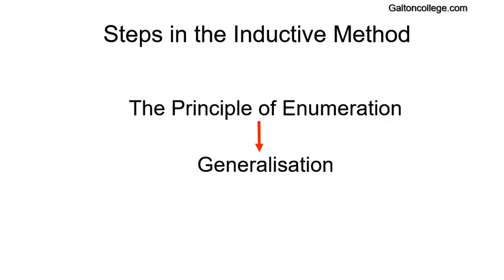The principle of enumeration leads us to generalization. That's what we're aiming for. We're aiming to say all sheep have white coats, or all sheep have black coats, or every time the price of petrol rises, less petrol is sold, or we're aiming to generalize. That's the Holy Grail. That's what we're after. And we do this by induction. Let's have a look at how induction works.